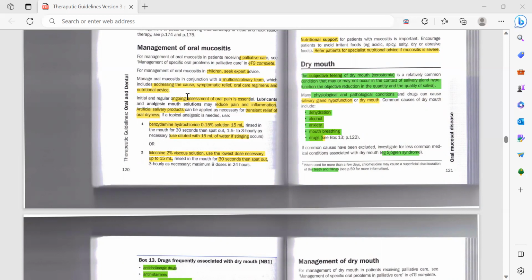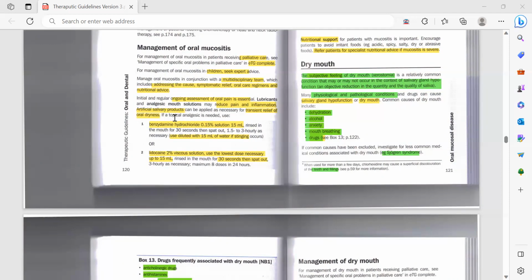Then initial and regular ongoing assessment of oral pain is essential. Lubricants and analgesic mouth solutions may reduce pain and inflammation. Artificial salivary products can be applied as necessary for transient relief of oral dryness, because there would be dry mouth. So we can prescribe them some artificial salivary product that can symptomatically help with the dryness.